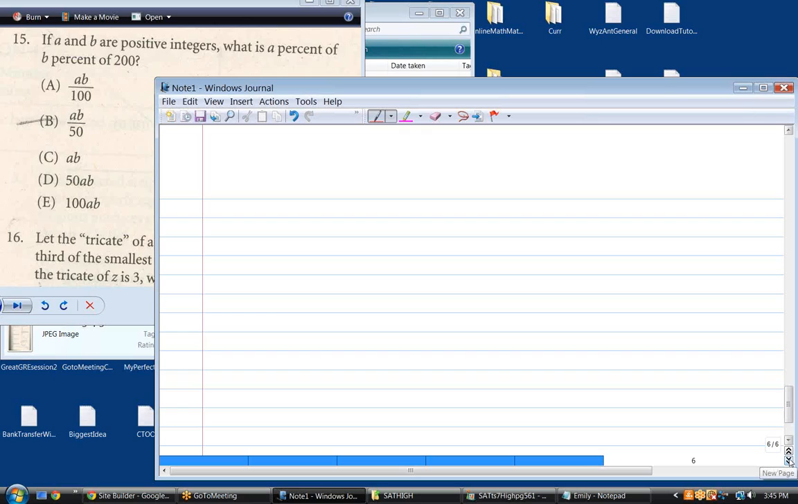I don't even know how to start that one. Okay, this is a perfect example of what I've been talking about, where you have variables in the stem, and your answer is nothing but a combination of those variables. So, in other words, we can pick numbers, figure out what the answer is, and then figure out which of those 5 answers matches the number we know.